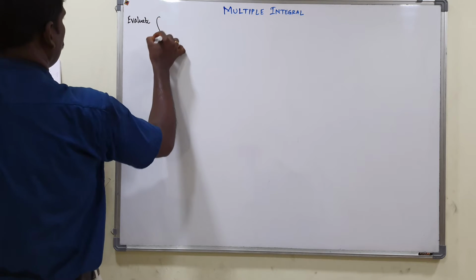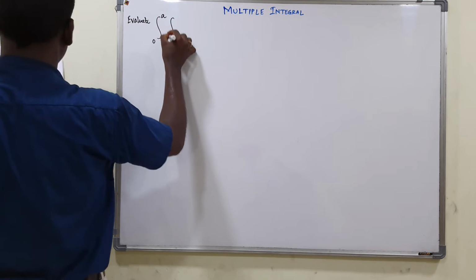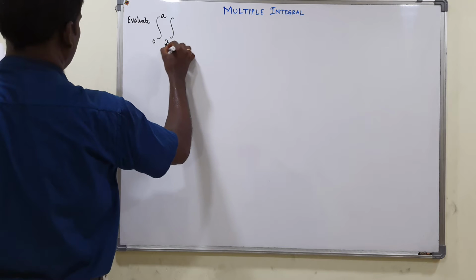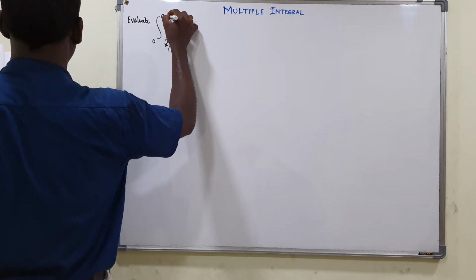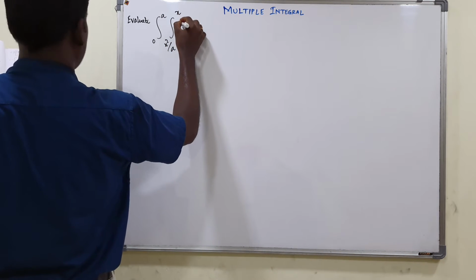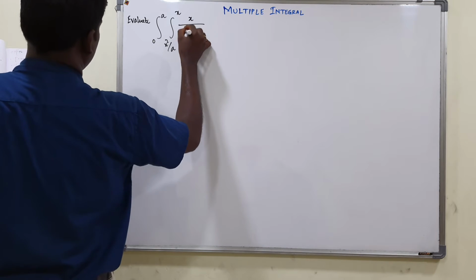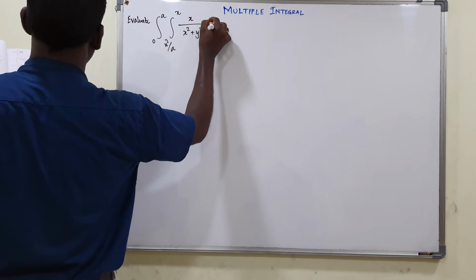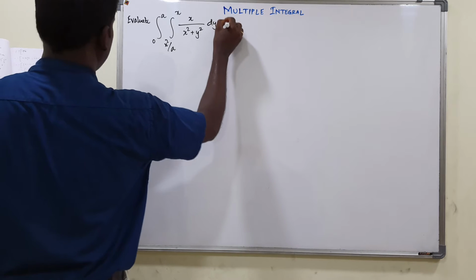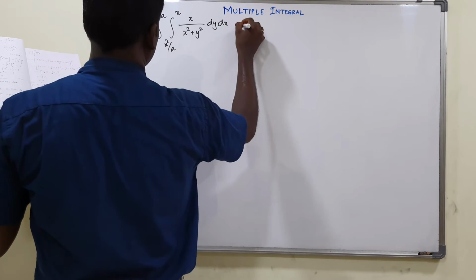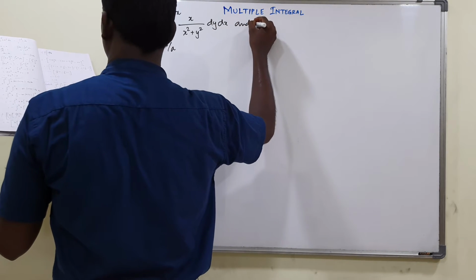Evaluate the integral from 0 to a, integral x square by a to x, by x square plus y square into dy dx, and indicate the region of integration.